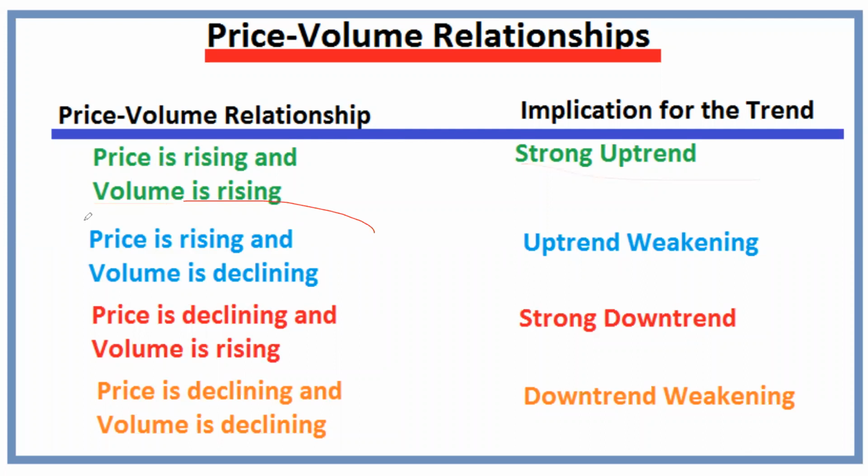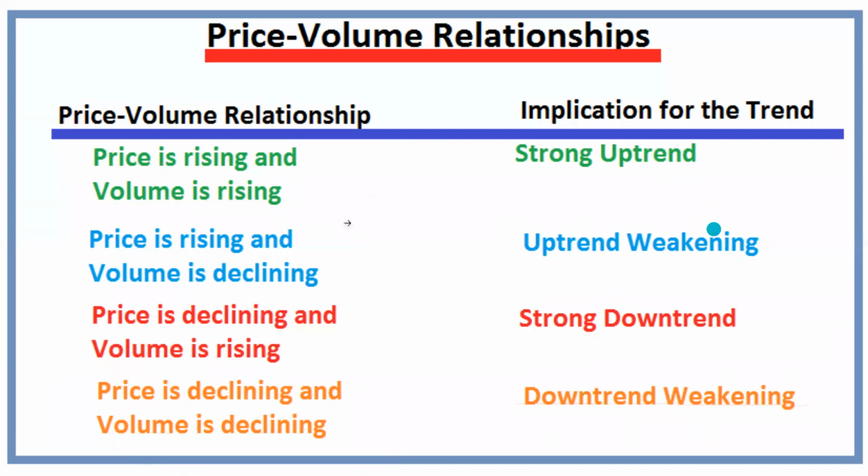Now, however, if price is rising and volume is declining, that means that your uptrend is weakening. If price is declining and volume is rising, then this means you have a strong downtrend. And if price is declining and volume is declining, then the downtrend is weakening.